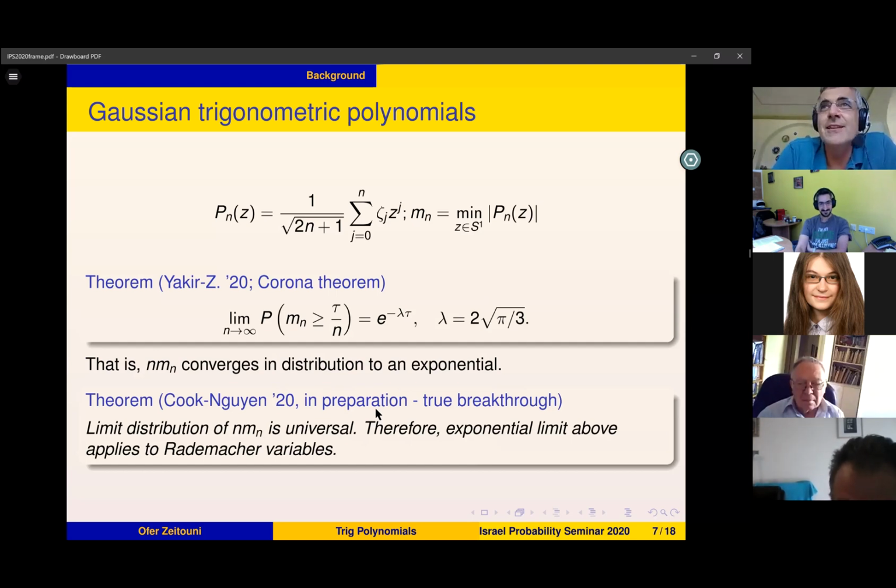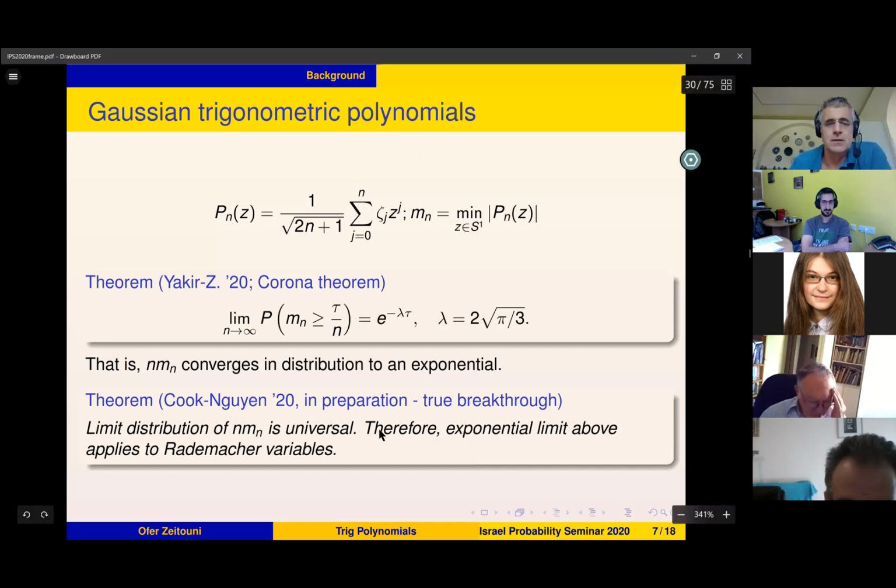So there was a second lockdown because during this time, Cook and Nguyen have managed to prove a complete universality result. Namely, they show that the limit distribution of NMN is universal under very mild assumptions on the coefficients. In particular, the result applies to Rademacher variables. Okay, so that's kind of the state of the art. It closes the question, but I'm not going to talk about the results, except for a few remarks at the end.